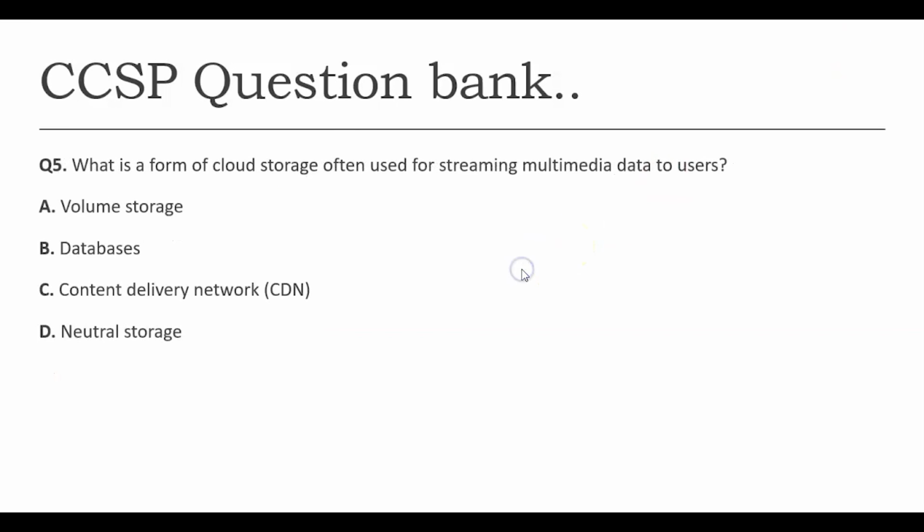In the next question: which is the form of cloud storage often used for streaming multimedia data of the user? That we have seen: the CDN. That is a concept that is regionally connected, or local to the user, so there is more jurisdiction control, and it can be used for multimedia streaming like Netflix and others using this CDN based concept. So this is where the CDN or the SaaS based storage comes into the picture.